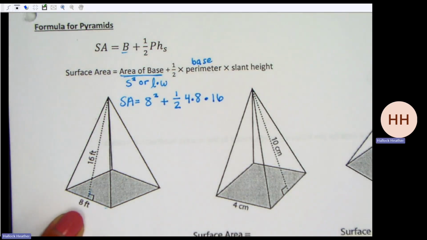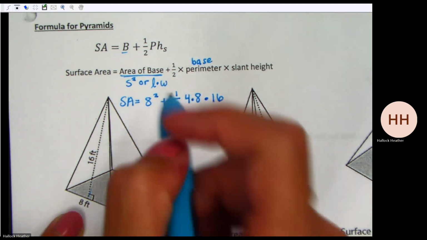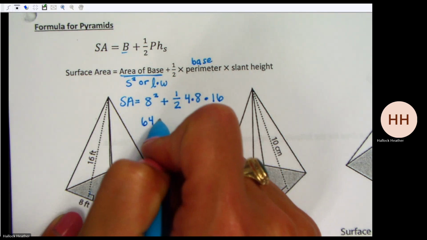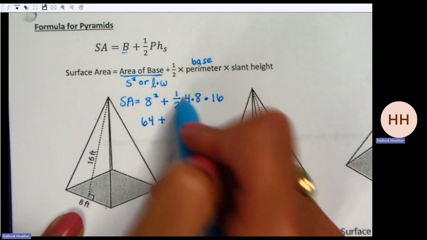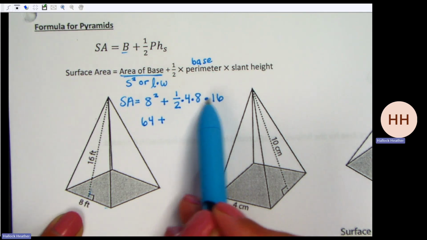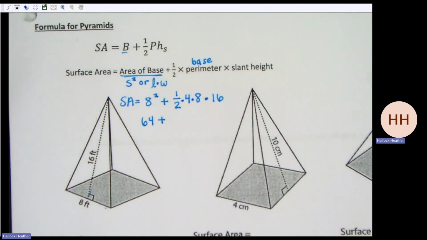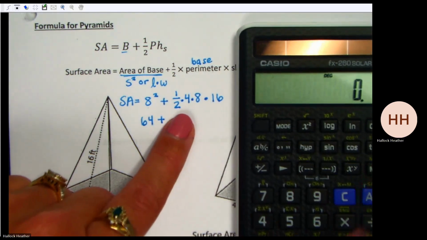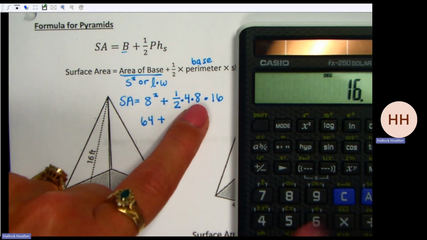And now I am simplifying. I'm combining my terms. So I'm going to do my exponents. So what is 8 squared? 64. And I'm adding. And now it doesn't matter which way I multiply this. I can do 1/2 times 4 times 8 times 16. I could do 4 times 8 times 16 and then cut in half. It doesn't matter. Either way, I'm going to get the same number. So if I use a calculator, don't hurt your brains. If I do 0.5, because it's 1/2, multiplied by 4, multiplied by 8, multiplied by 16, I get 256.